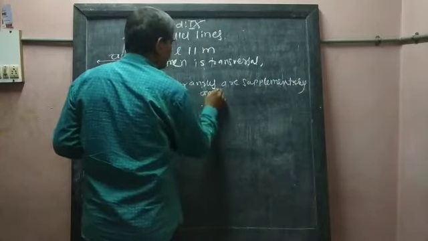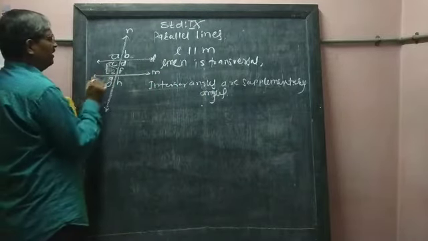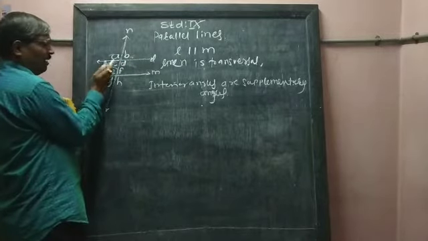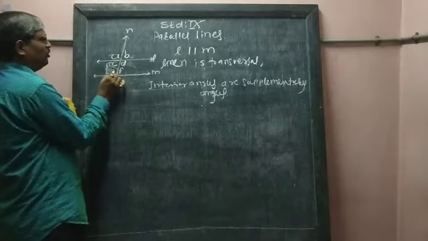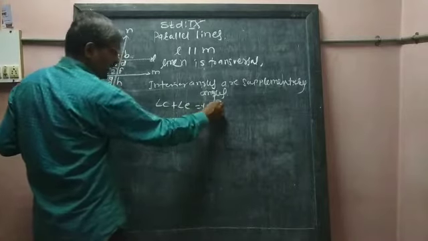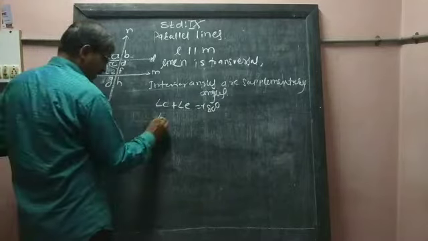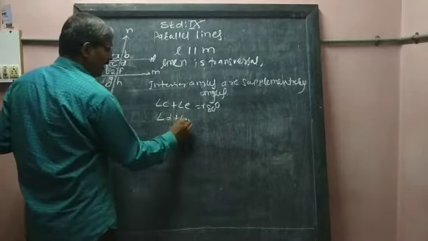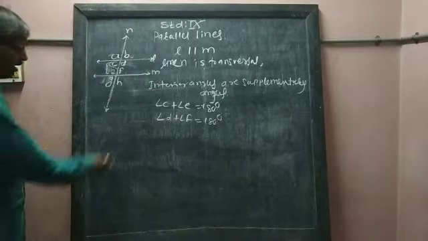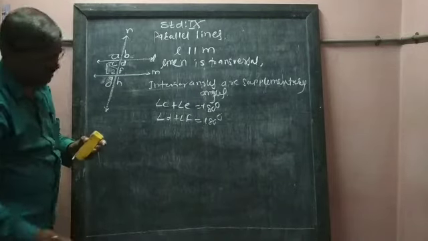Supplementary angles. Now I will write here angle C and E, just below the transversal, on the left side of the transversal, below the line and above the line. Angle C plus angle E is equal to 180 degrees, supplementary. Similarly, on the right hand side, angle D and angle F is equal to 180 degrees. Understand? These are interior angles. The sum of interior angles is always 180 degrees.